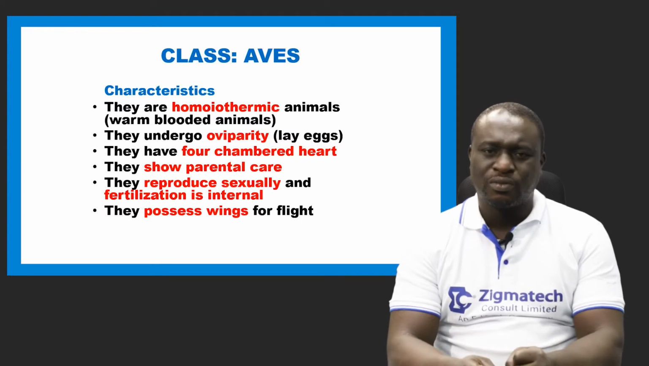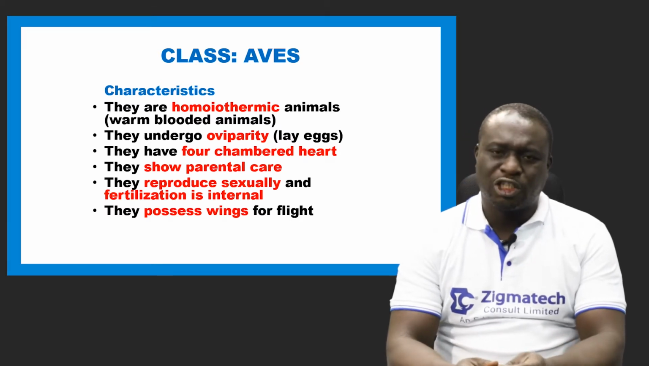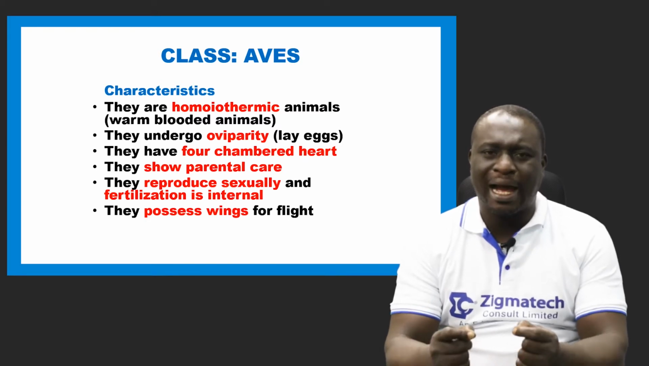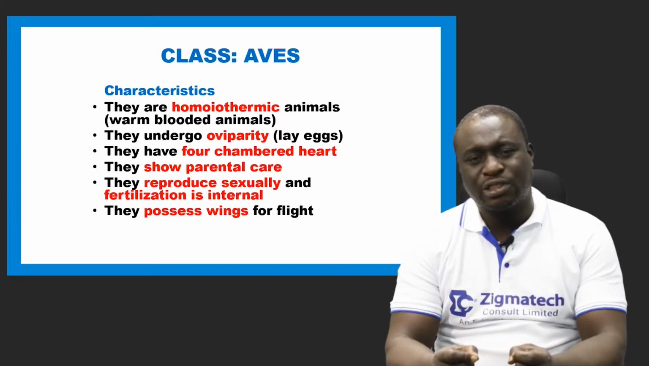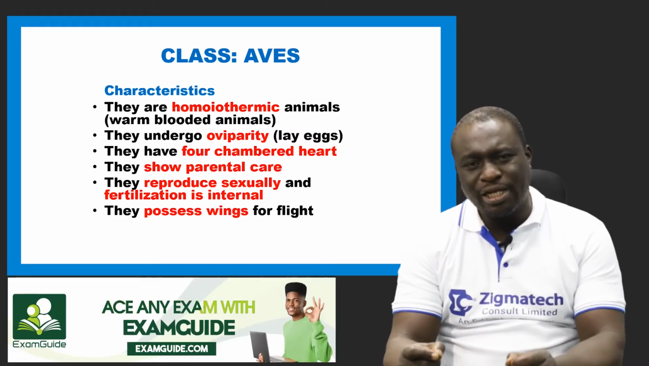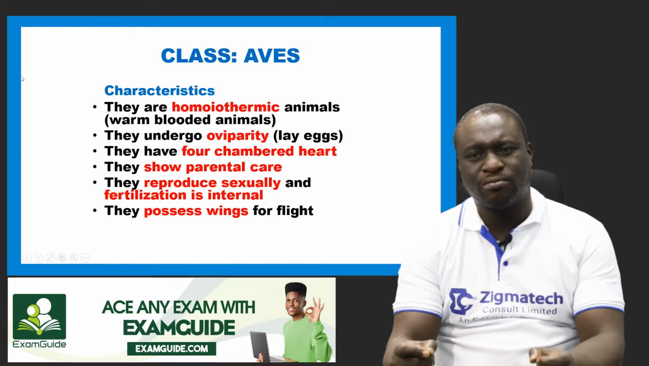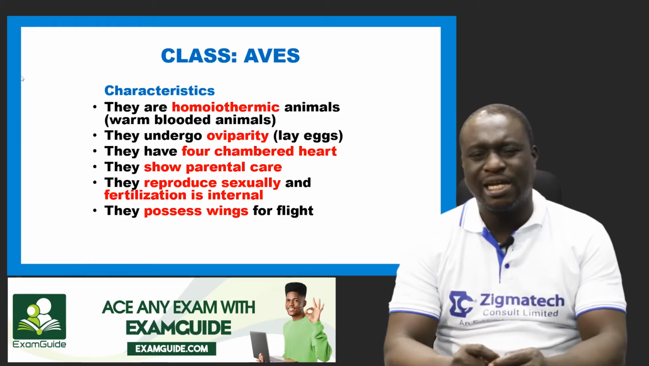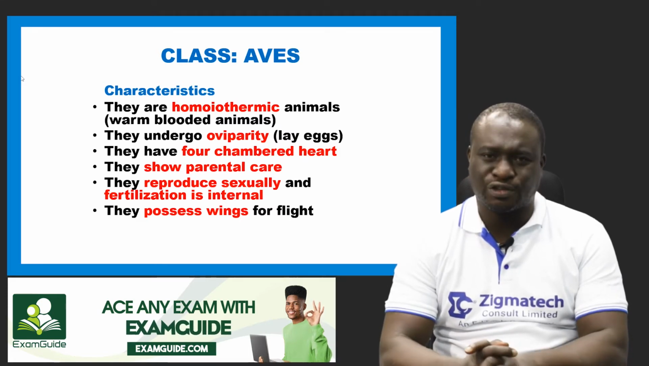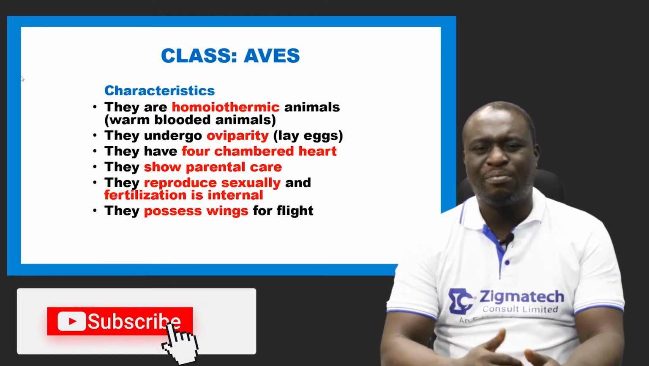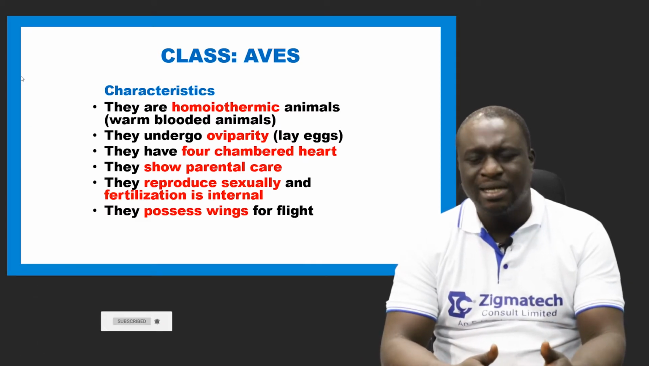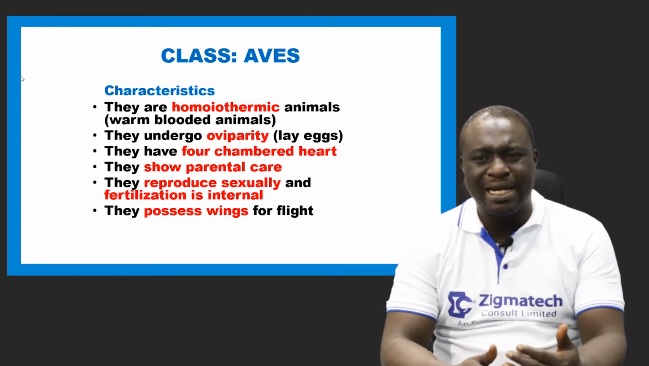Number one, they are homeothermic. All aves are homeothermic. What does homeothermic mean? It simply means they are warm-blooded animals. Their body temperature is regulated and does not change with changes in their environment. Number two, all aves are oviparous. It simply means they give rise to new individuals by laying eggs.